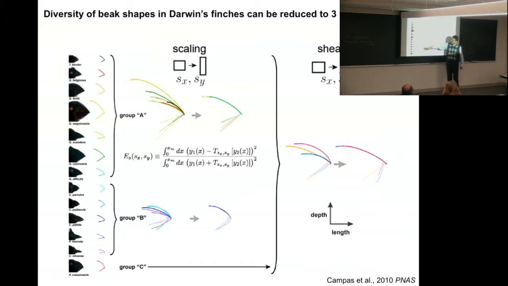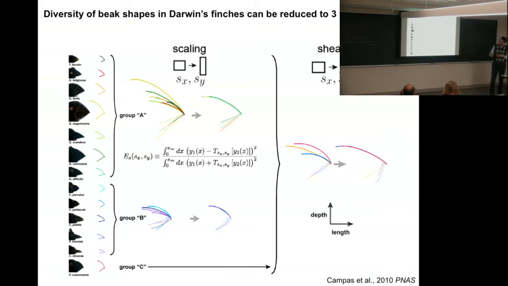Whereas the tree finches, for example the warbler finches, after scaling, collapse into their own distinct shape, and the vegetarian finch would not collapse under scaling into any other group shape. It would require shear on top of that to collapse them all into a single shape, suggesting that this kind of two-tier variation, because these are somewhat hierarchical transformations, explains the entire variation of beak shapes that you see in Darwin's finches.